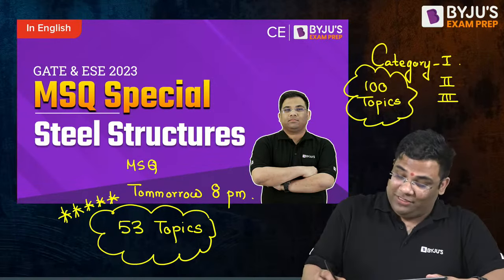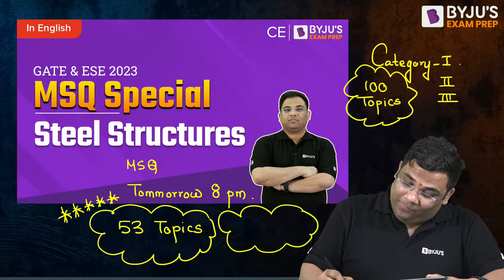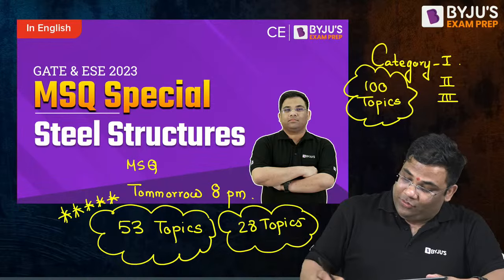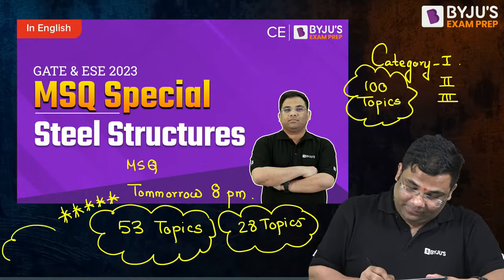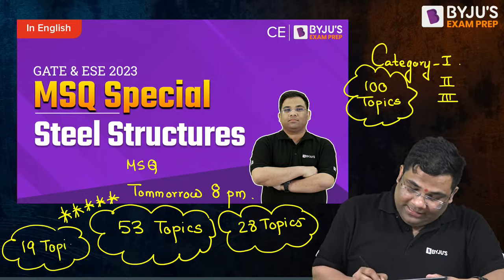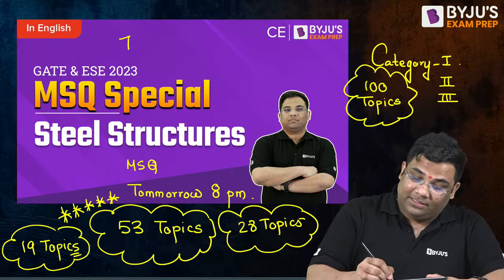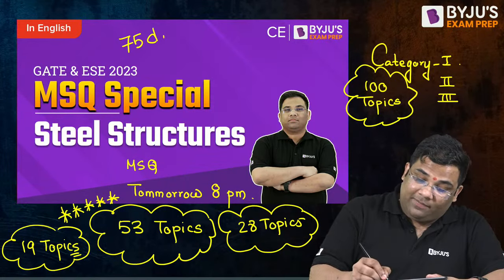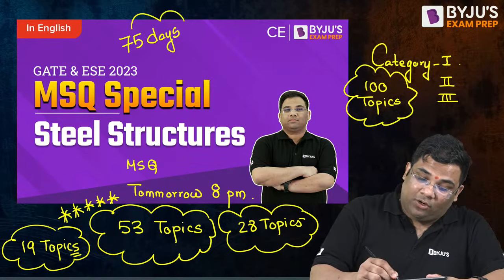Category 2 is how much? Category 2 is 28 topics, and then category 3 is your 19 topics. I'm absolutely sure all this can be completed in 75 days. It's not at all difficult.